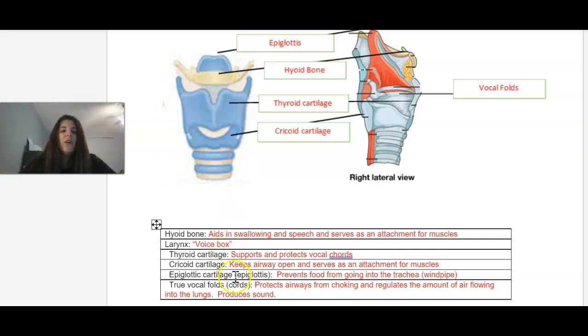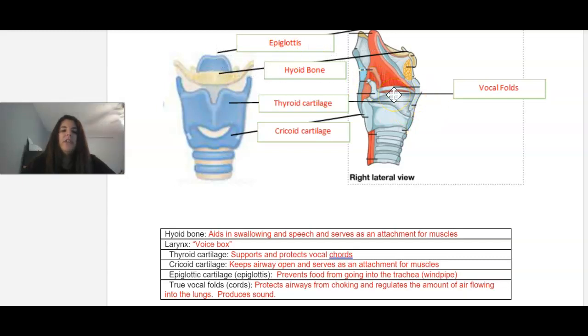And then your epiglottis kind of functions in the same way that your uvula does, except that it's going to cover or close off the trachea so that food does not go down the windpipe. So when we talk about food going down the wrong pipe, we're talking about food that ends up going down your trachea instead of your esophagus. So this epiglottis is going to function to kind of direct food to the esophagus and out of the windpipe.